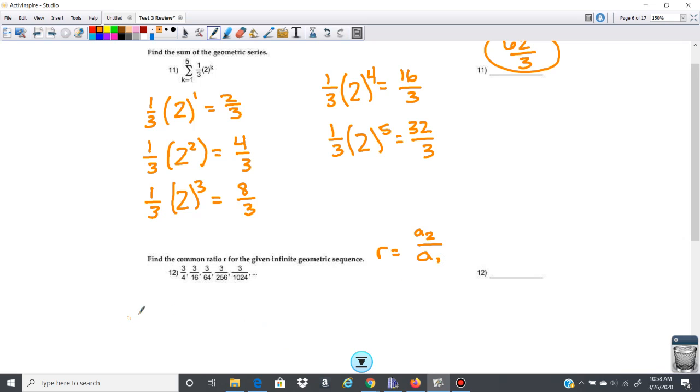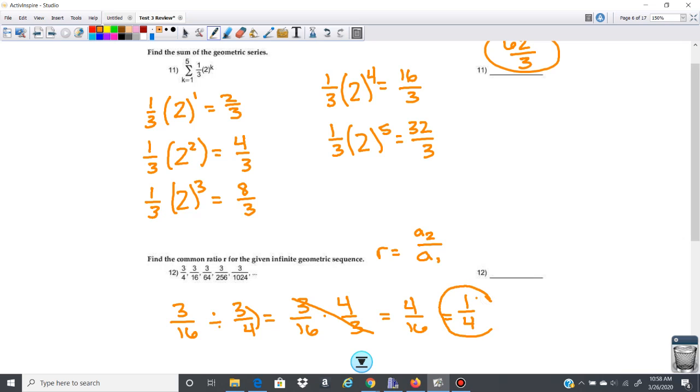So in this case, a sub 2 is 3/16 divided by a sub 1, 3/4. In dividing fractions, we're going to keep the 3/16, change division to multiplication, and then flip this guy. So it's going to be 4/3. So these 3's are going to cancel, and that's going to be 4/16, which is going to be 1/4. So our common ratio here is 1/4.